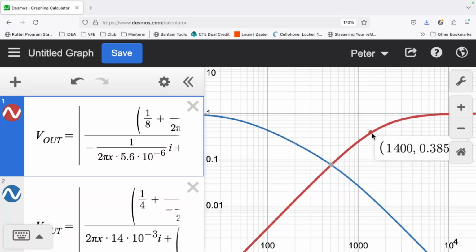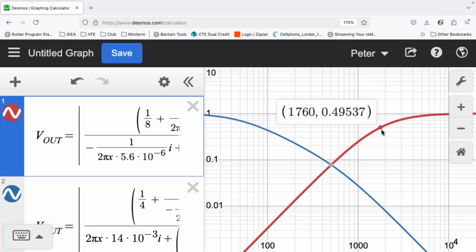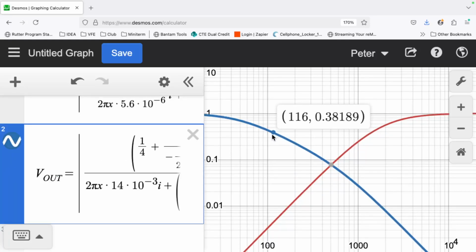So let me go to 1,800. And that's about 0.5. Something's off. I feel like this should be higher, about 0.5. So maybe there's something up with my graph, or maybe when I did my calculations, I wrote the wrong thing down. I think they should match. So I'll check that. I'll see if there's any errors there. But for now, I'm not going to worry about it. Okay. Let's go back to the paper.